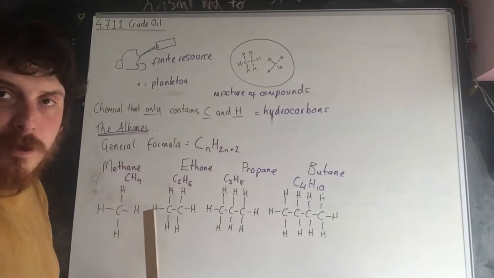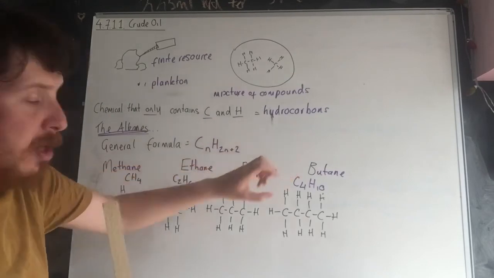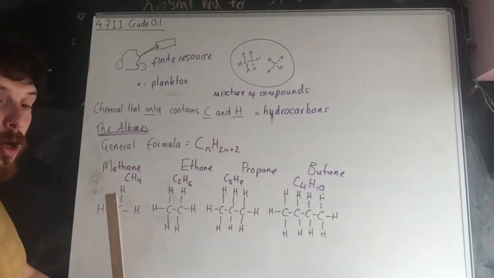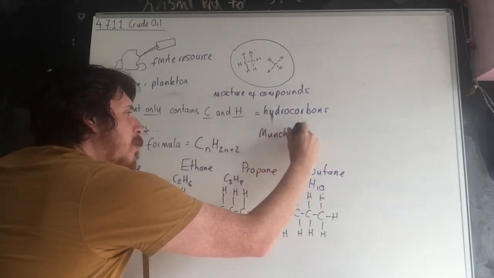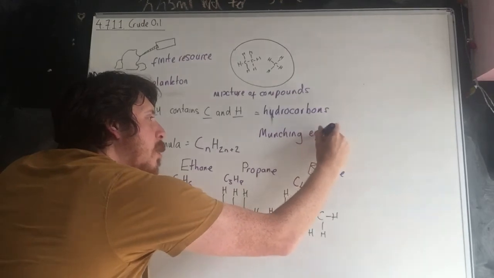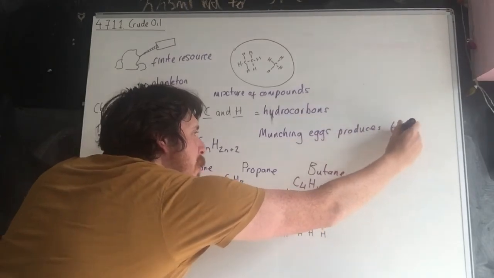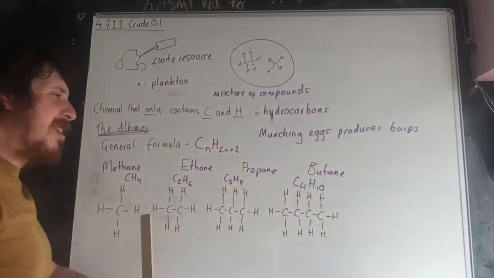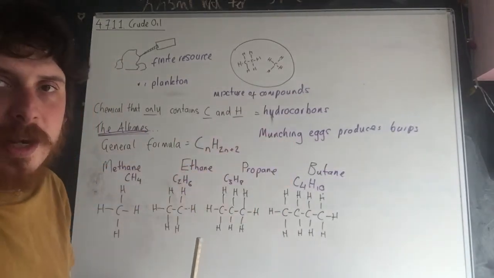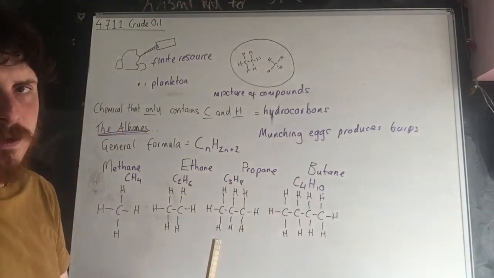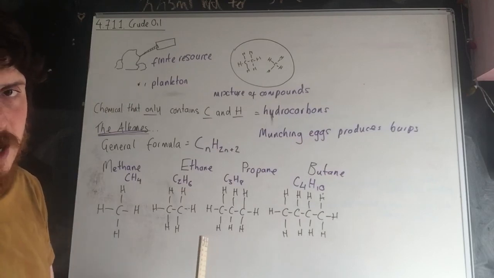You need to recall these 4 different alkanes: methane, ethane, propane, and butane, and you have to get the order right. The way we remember is this horrible mnemonic, which is munching eggs produces burps. That's disgusting, but it does help you remember. So methane, ethane, propane, butane in order. You don't need to remember the ones after that. So you don't need to remember pentane, hexane, octane, etc.